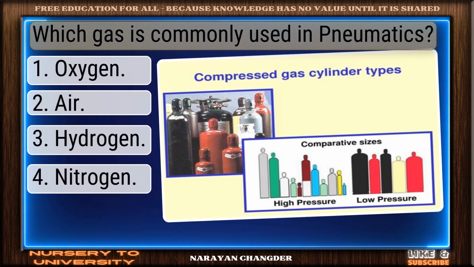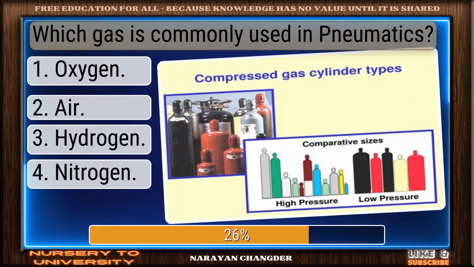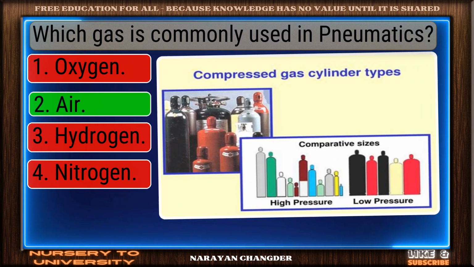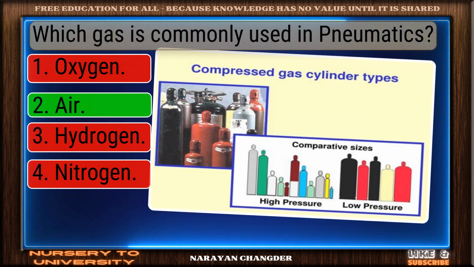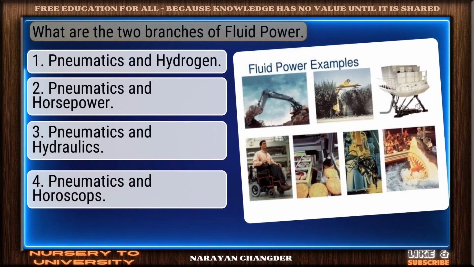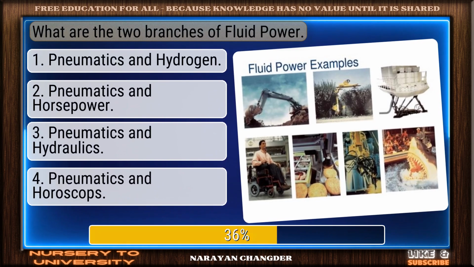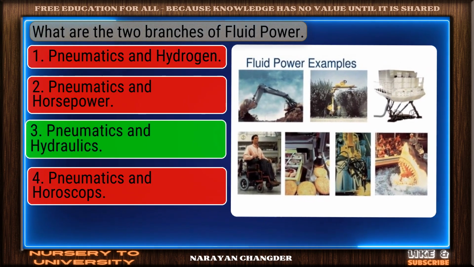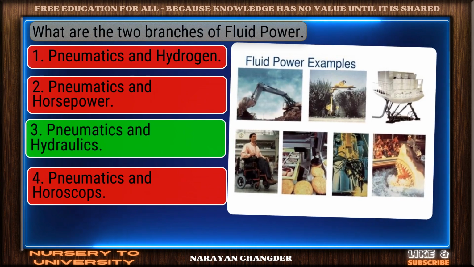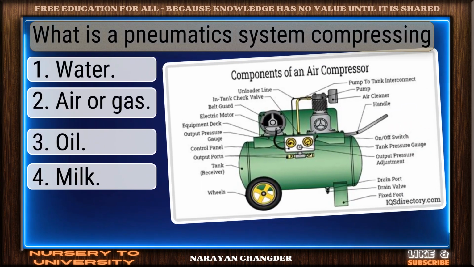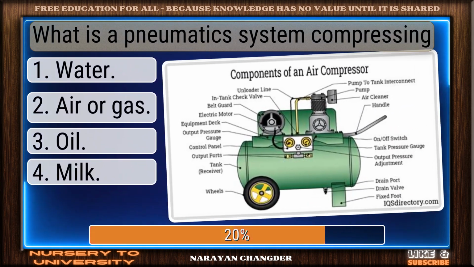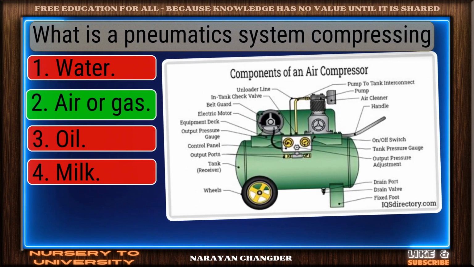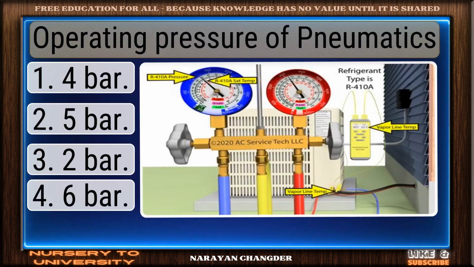Which gas is commonly used in pneumatics? Correct response. Air is the most accurate answer. What are the two branches of fluid power? Right again. Pneumatics and hydraulics is a valid answer. What is a pneumatics system compressing? Well picked. Air or gas is the correct answer.